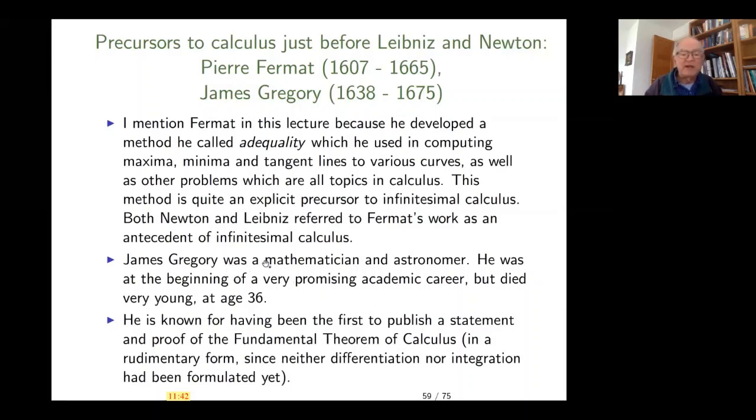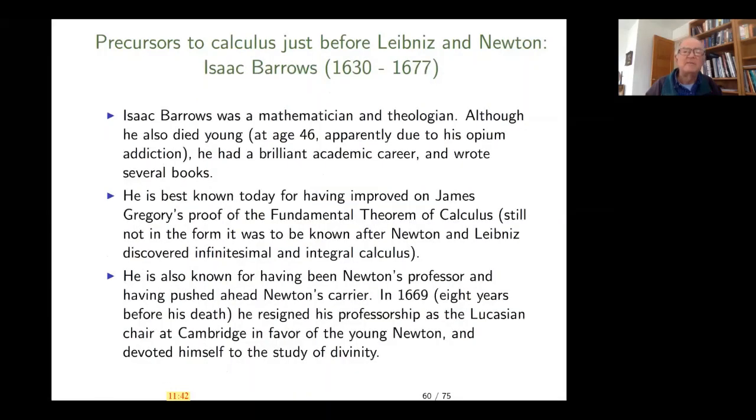James Gregory was a mathematician and astronomer. He was at the beginning of a very promising career, but died very young, at age 36. He is known as the first to publish a statement and proof of the fundamental theorem of calculus in a rudimentary form, because these things had not been formulated yet.